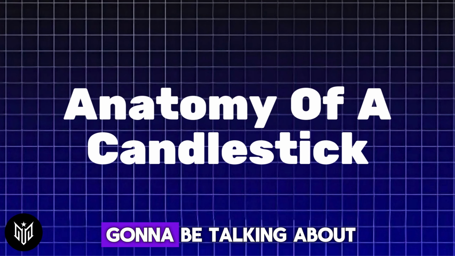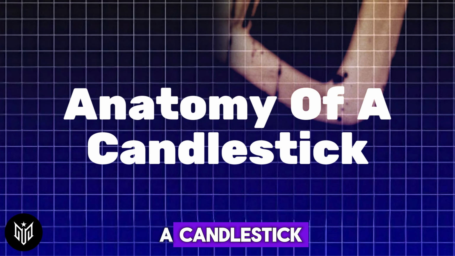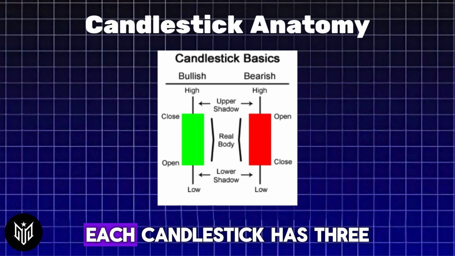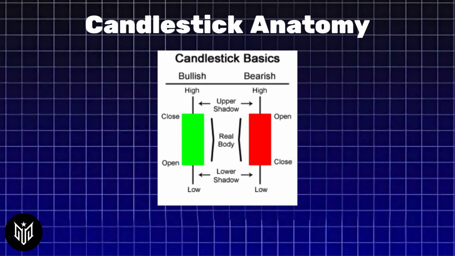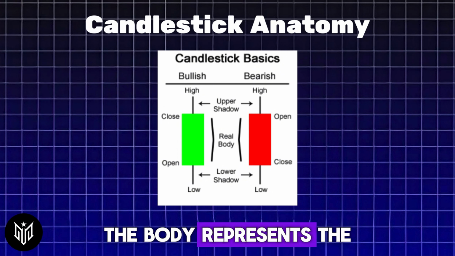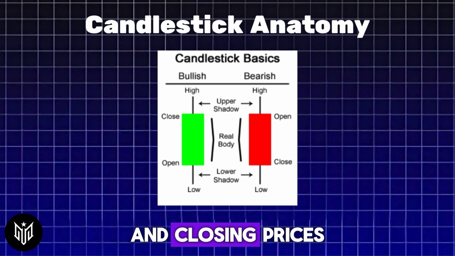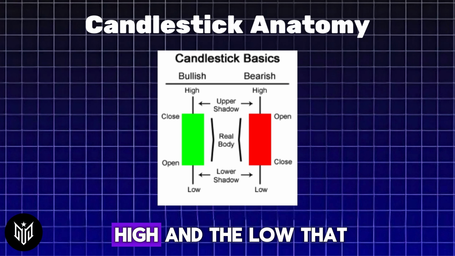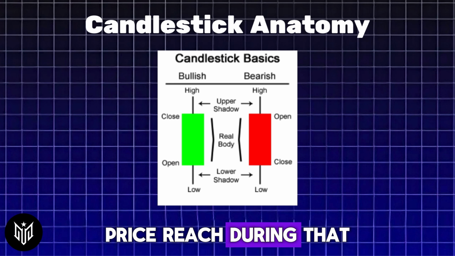The next section we're going to be talking about is the anatomy of a candlestick. So here's a basic candlestick. Each candlestick has three main parts: the body, the wick, and the open and close prices. The body represents the range between opening and closing prices. The wicks represent the high and the low that price reached during that time frame.